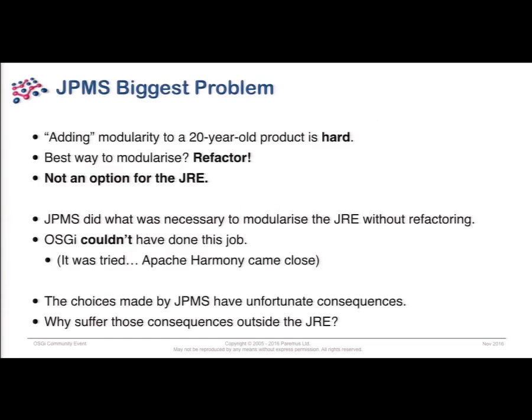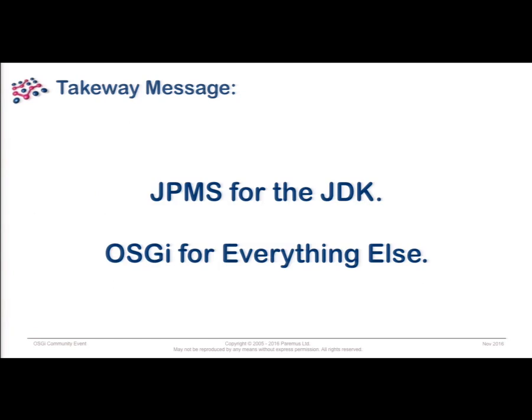Quick conclusion. Adding JPMS to an existing 20-year-old platform is very difficult. JPMS did what was necessary to modularize the JRE without refactoring it. OSGi couldn't have done that. But the choices that JPMS made in order to do it have negative consequences. So why suffer those consequences when we're not inside the platform itself? So my takeaway message is JPMS for the JDK, OSGi for everything else.